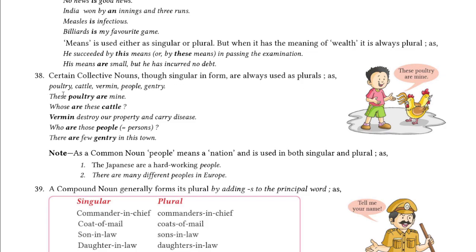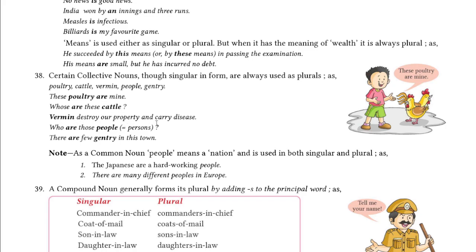Now, there are some collective nouns which, although they appear singular, are always used as plurals. Poultry appears to be singular, but it is used as plural. Cattle, vermin, people, gentry, all these nouns appear to be singular, but they're always used as plurals. The poultry are mine. Poultry is being used as plural, and it is indicated by the helping verb are. Who are these cattle? Cattle is being used as a plural.